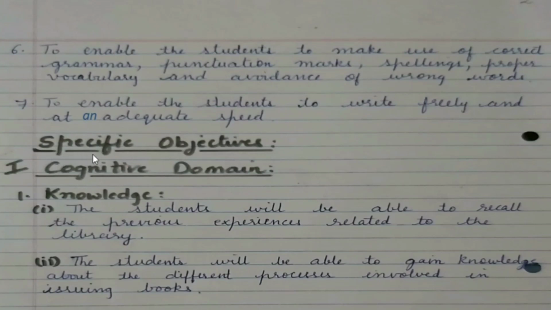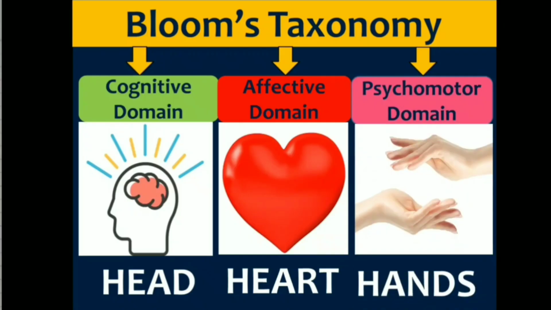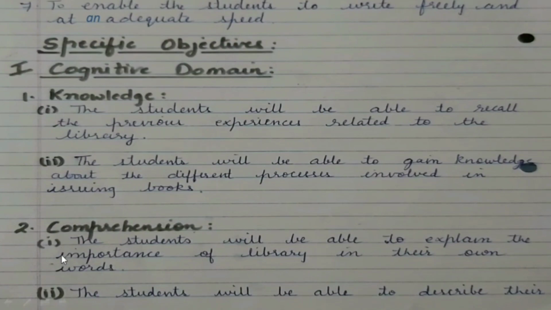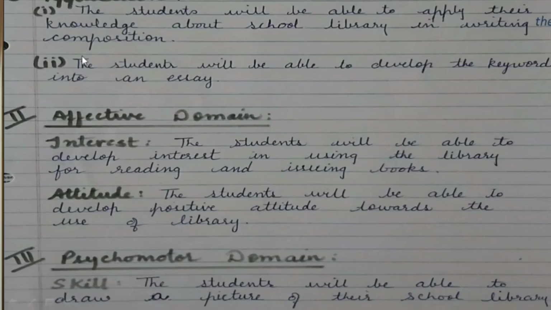Then you will write specific objectives for all the 3 domains, that is cognitive, affective and psychomotor. In cognitive domain, you will write 2 objectives for knowledge level, 2 for comprehension and 2 for application. In affective domain, you will write 1 objective for interest and 1 for attitude. And then in psychomotor domain, you will write 1 or 2 objectives for skill.